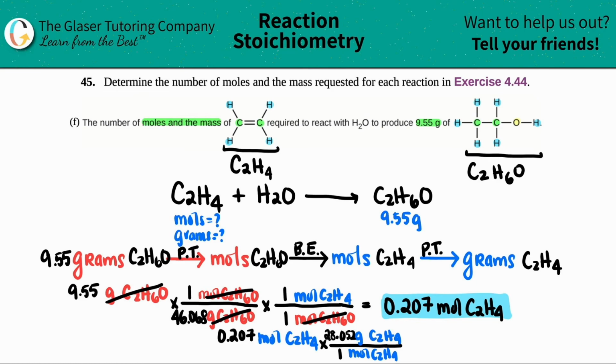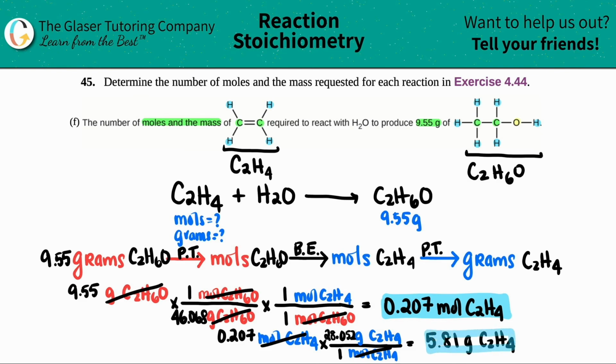Everything is accounted for, so now we can cancel out our units, and we're left with the unit that we want, so we're good. Let's figure this out. So 28.052 times 0.207, they're both in the numerator. Remember 3 sig figs, so 5.81 grams of the ethene. And there you go, that's your second answer.